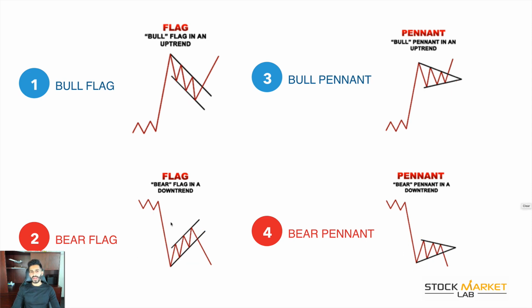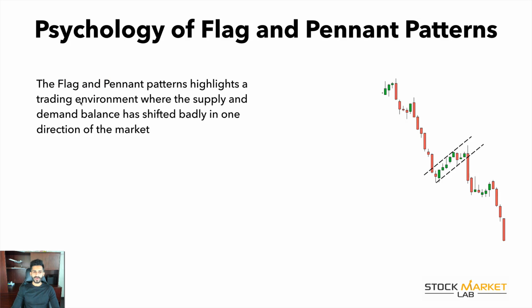The main thing I want you guys to take away from this is the idea behind the patterns. Now let's break down the psychology of flag and pennant patterns. The flag and pennant patterns highlight a trading environment where the supply and demand balance has shifted badly in one direction of the market. So the supply and demand aspect shifts very aggressively. You can see a lot of supply, not a lot of demand, a huge shift, takes a break, continuation.